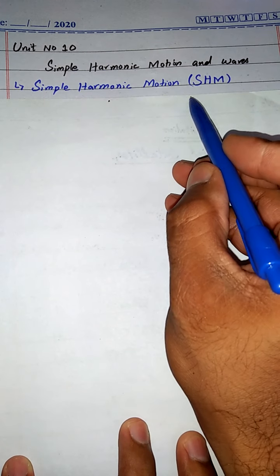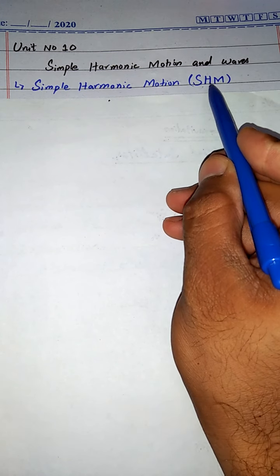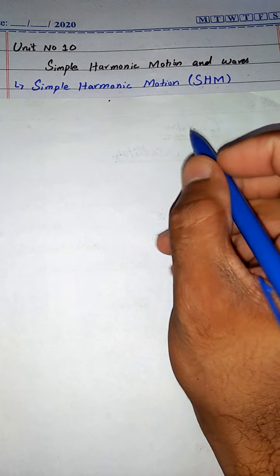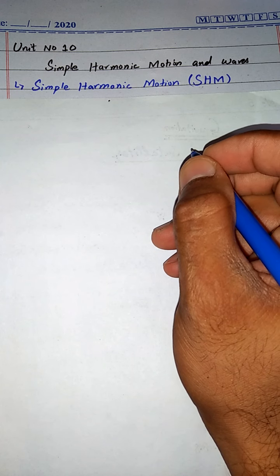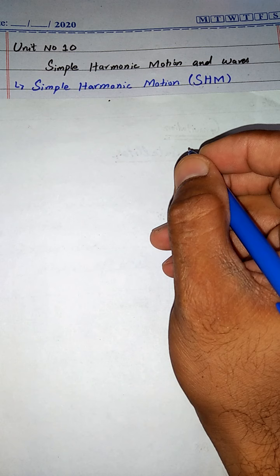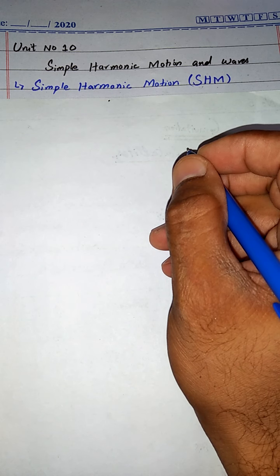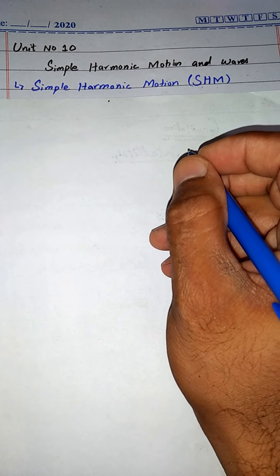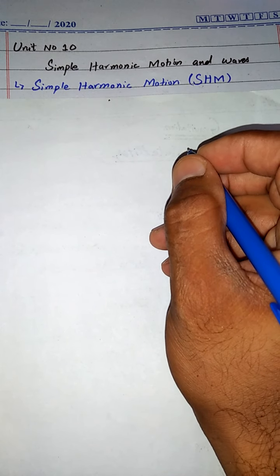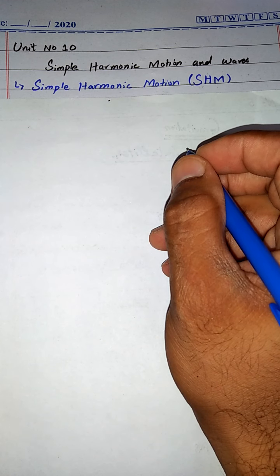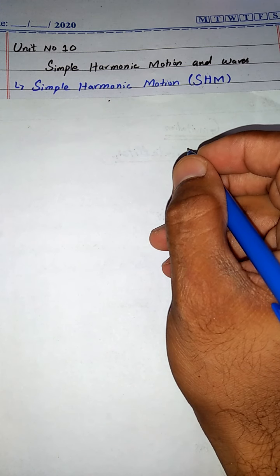Today our topic is simple harmonic motion, which can be written like this: SHM, simple harmonic motion. First of all, a body is said to be vibrating if it moves back and forth, or to and fro, about a point. Another term for vibration is oscillation. A special kind of vibratory or oscillatory motion is called simple harmonic motion, which is the main thing.